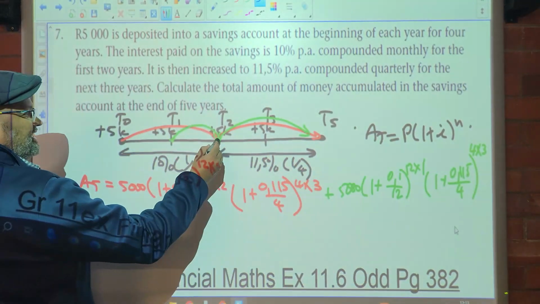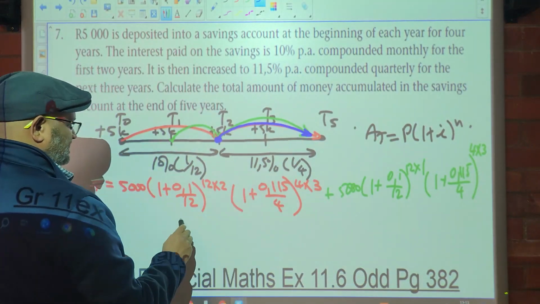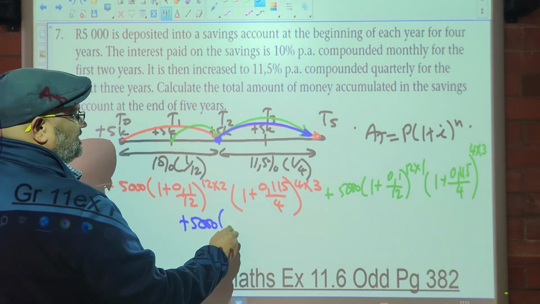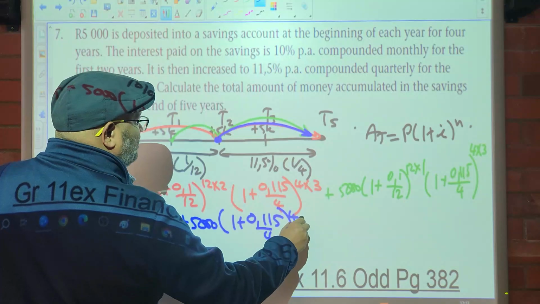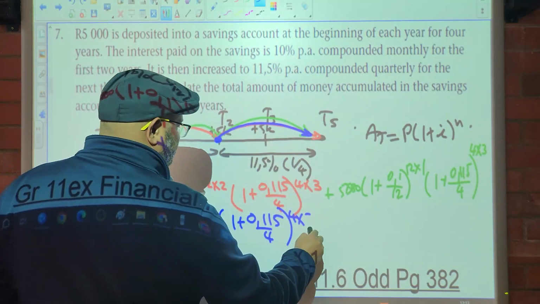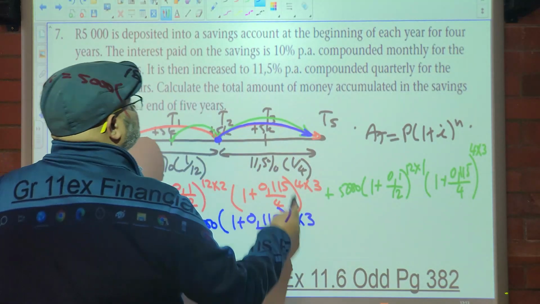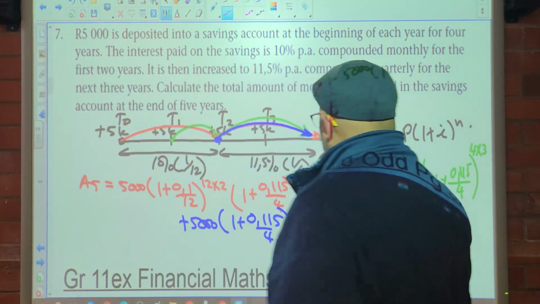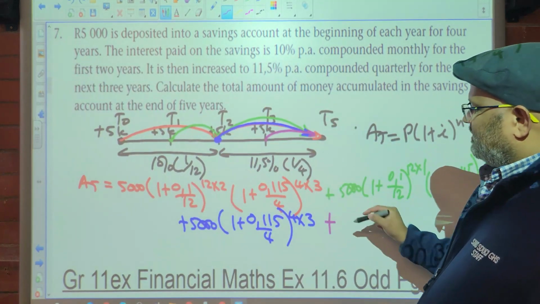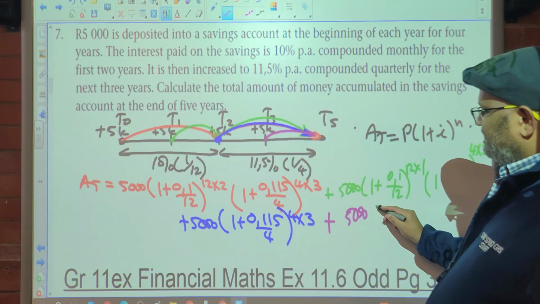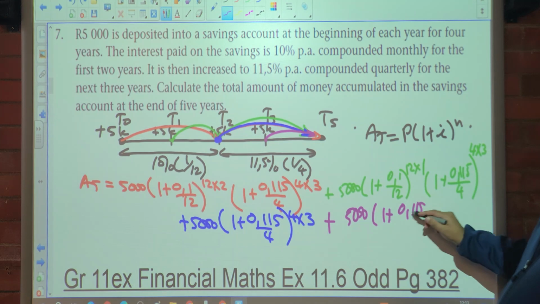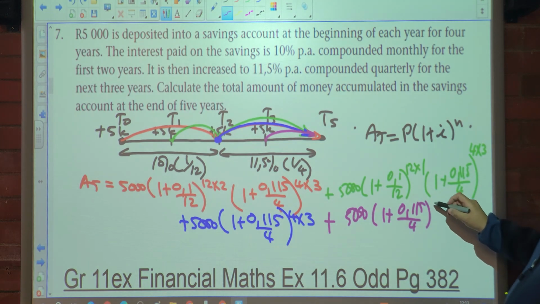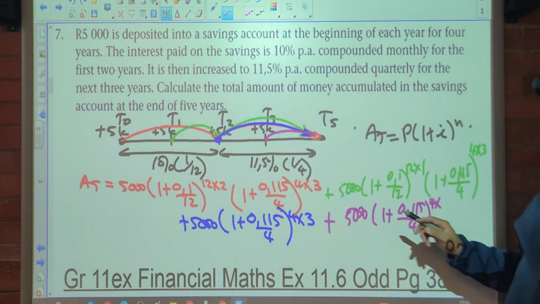Now, this here, can I take it straight to the end? Yes. So it's plus 5,000 into 1 plus 0.115 over 4 to the exponent 4 times 3. Right? And then the last one, I can take it to the end as well. So it's 5,000 into 1 plus 0.115 over 4 to the exponent 4 times. How many years is this for? 2.